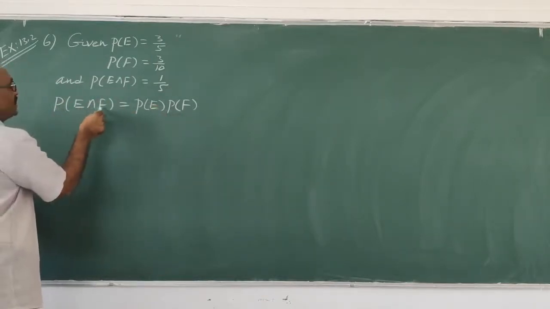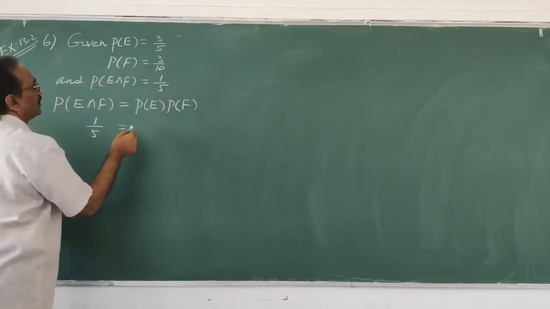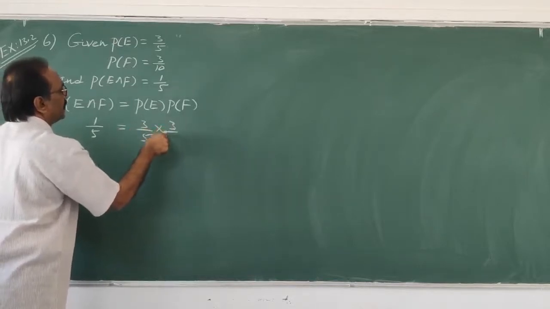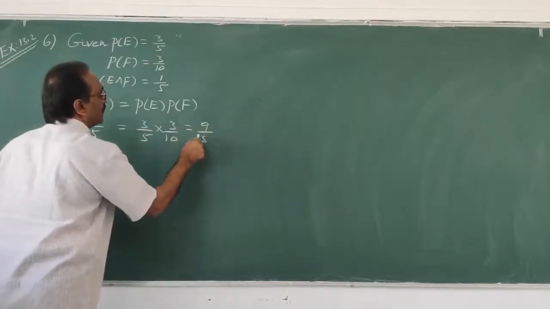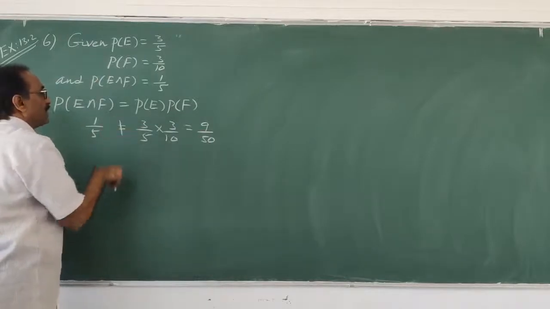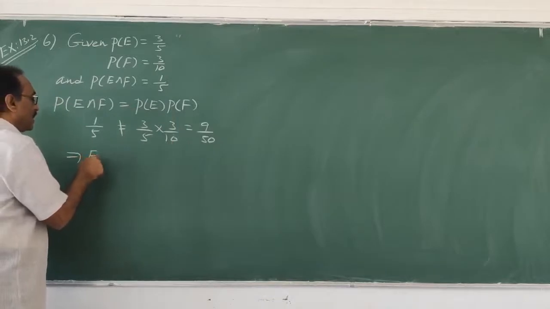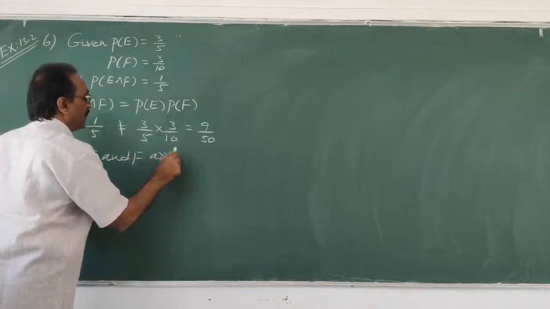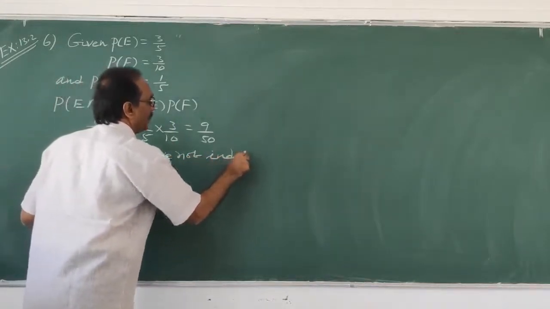So P of E intersection F is how much? Given, 1 by 5. Now, what is P of E? 3 by 5. What is P of F? 3 by 10. Now how much are you going to get? It is nothing but 9 by 50. 9 by 50 and 1 by 5, are both equal? No. So 1 by 5 is not equal to 9 by 50. This implies E and F are not independent events. That is what you have to say.